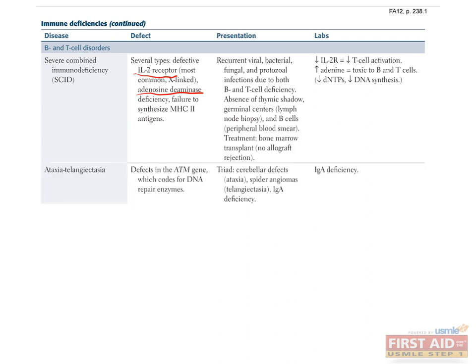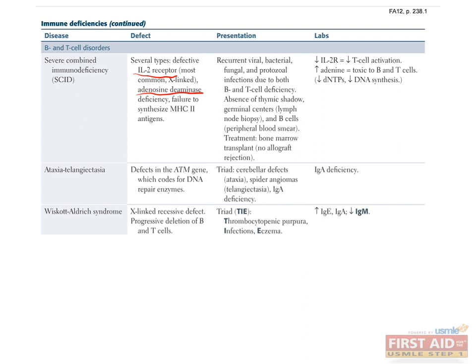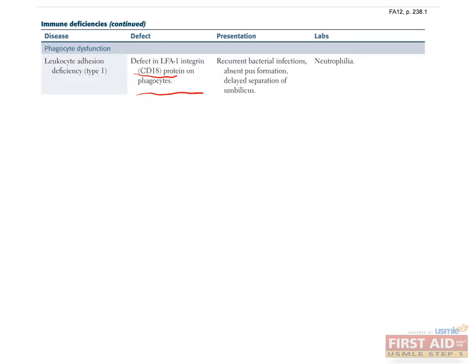Ataxia-telangiectasia is the result of a defect in the ATM DNA repair enzyme gene. It presents with another classic triad: cerebellar defects, which lead to ataxia, spider angiomata, which are a form of telangiectasia, and IgA deficiency. Wiskott-Aldrich syndrome results in the progressive deletion of B and T cells. Immunologically, this manifests with thrombocytopenic purpura, infections, and eczema, and it's characterized by increased levels of IgE and IgA with decreased levels of IgM. Finally, we bring our discussion to the immune deficiency states that arise from phagocyte dysfunction.